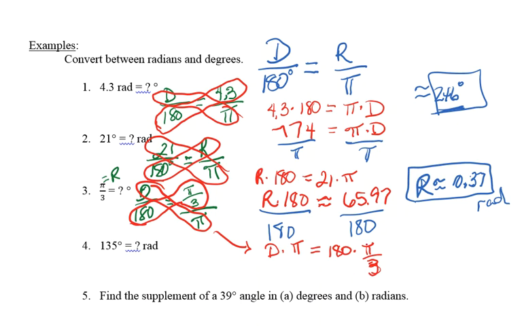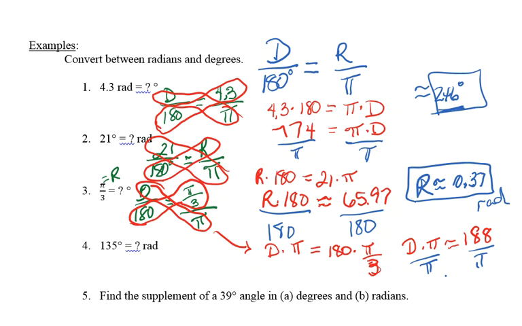Now I'm just going to put all of this in my calculator in one fell swoop. 180 times pi equals, divide by 3 equals. So I have d times pi is approximately 188. Again, I'm not going to plug that back in. I'm going to leave it in my calculator, and I'm going to divide by pi.